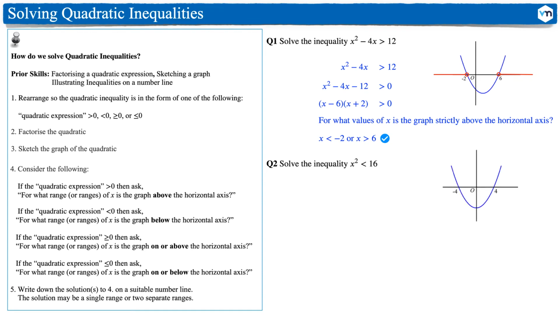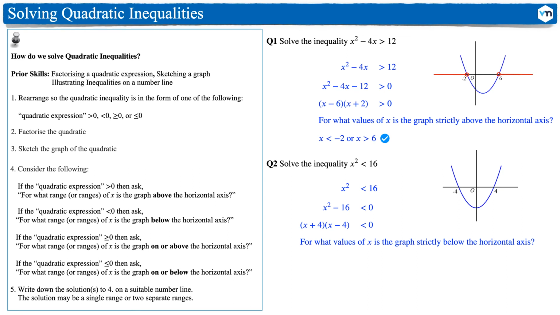X squared minus 16 is less than 0, and of course this factorises as the difference of 2 squares. X plus 4 times x minus 4 is less than 0. And now we draw the parabola of y equals x plus 4 times x minus 4, which is the blue parabola, and you note that it has a line of symmetry as the vertical axis.